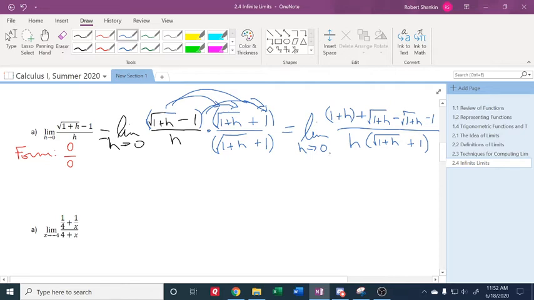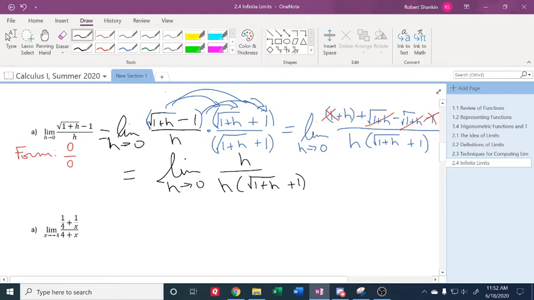Okay. Now, what happens? These two kill each other out. And this plus 1 and this minus 1 kill each other off. And all I'm left with is the limit h approaches 0 of h on the top. And see why I didn't multiply out the bottom? Because I need the bottom factored out so I can cancel.